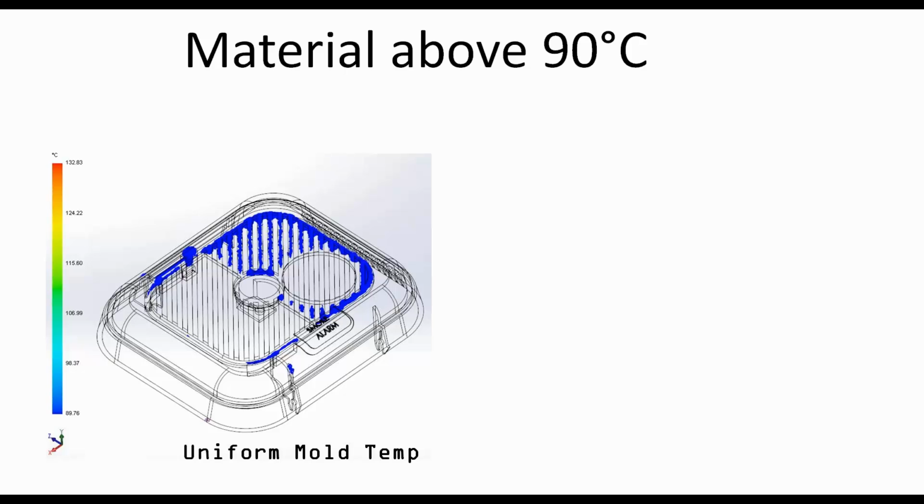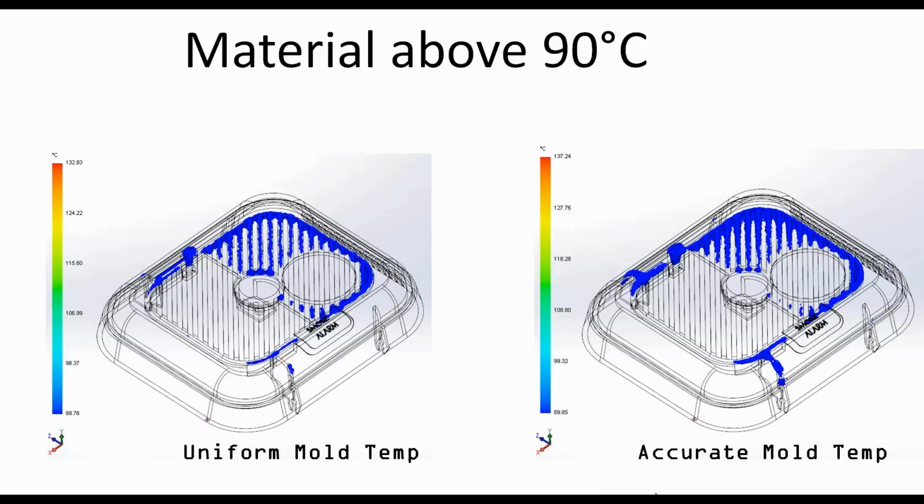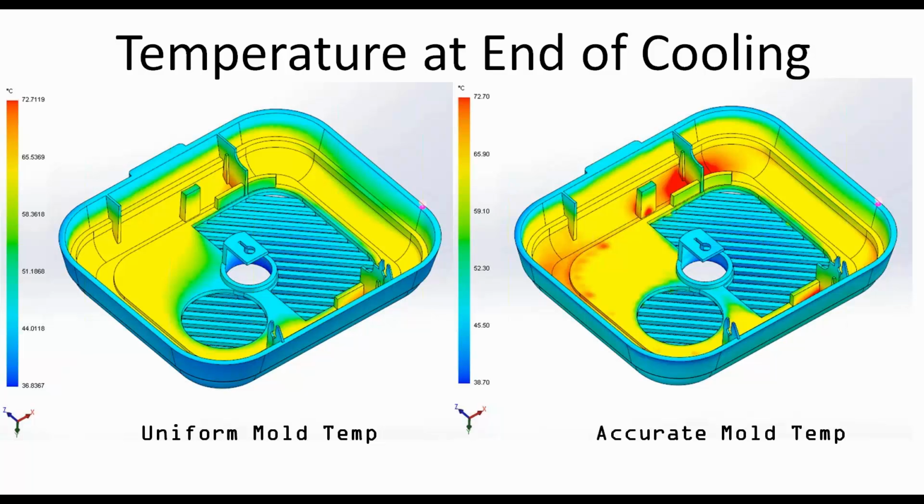All right, so we will jump straight away to the difference between the results in the Standard and Professional levels and on the Premium level. By accounting for a uniform mold temperature, this is the result on the left. The one on the right is the accurate mold temperature at the end of cooling. You can see this one is a uniform temperature distribution, and this one is the accurate one, which accounts for your cooling system.